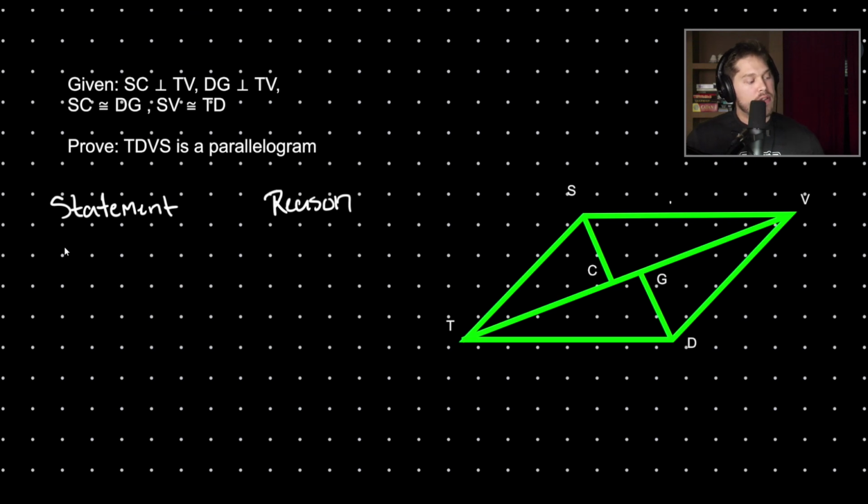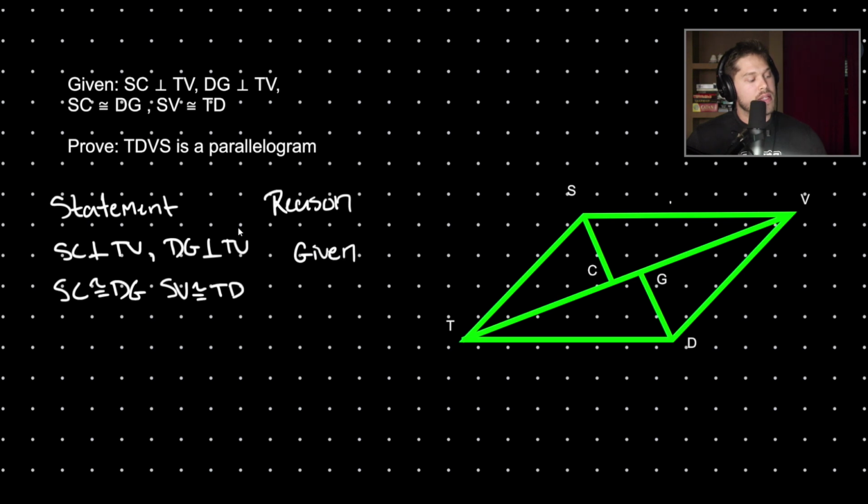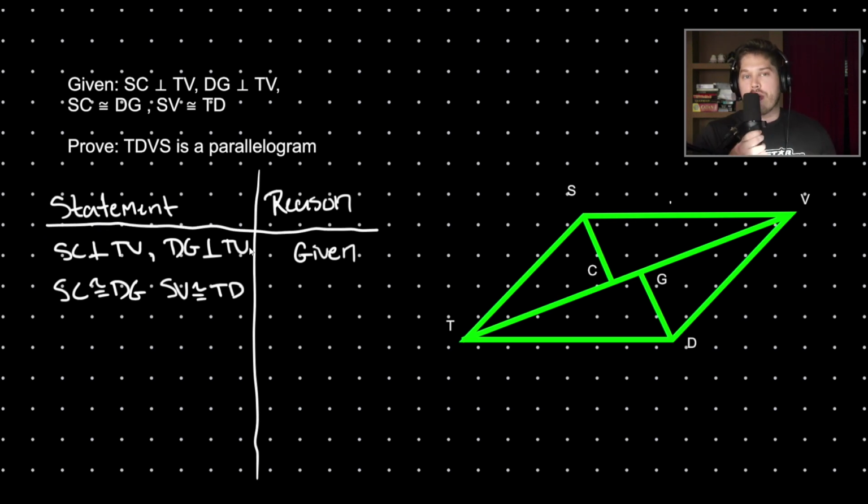So we're going to say if SC is perpendicular to TV and DG is perpendicular to TV, and then of course the rest of our given, SC congruent to DG and SV congruent to TD. And this is our given. Okay, so we have our statement and our reason columns. After you restate your given, you ask yourself, what is the repercussion of my given?